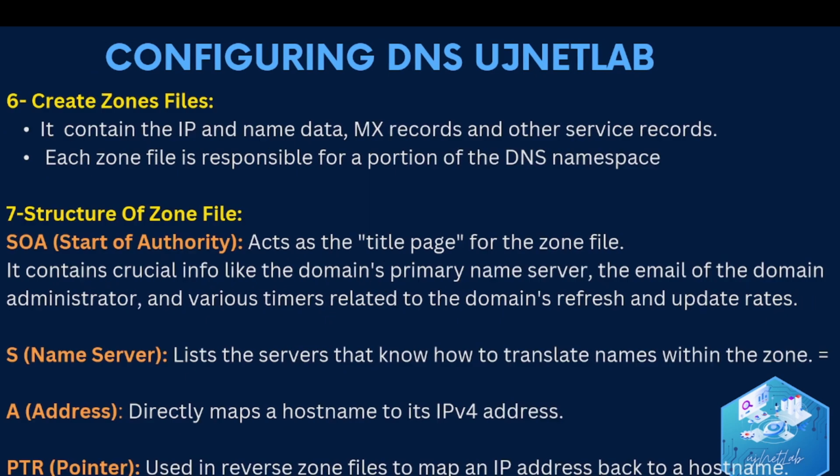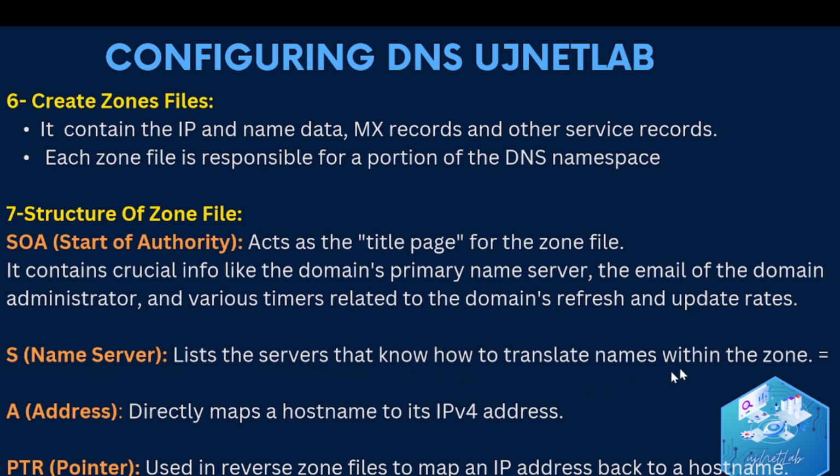Now, creating a zone file. As I told you, it contains the IP and name data and back. What is the structure of the zone file? We have three main things we need to see. We have the start of authority, SOA, which acts as a title page. It contains a lot of information like the primary name server, the email of the domain administrator, and various timer-related settings. Then we have NS, which is the name server.